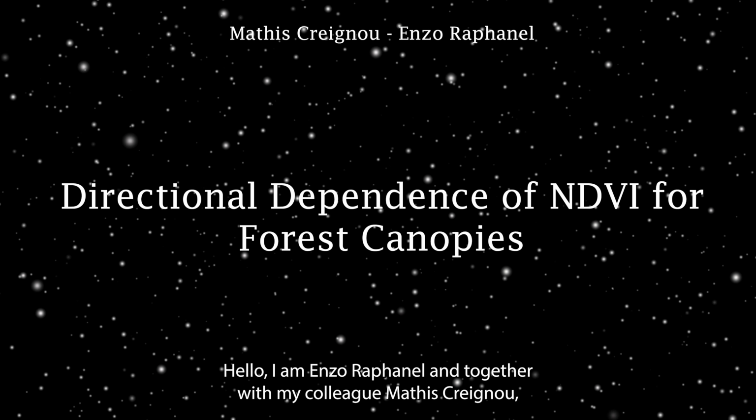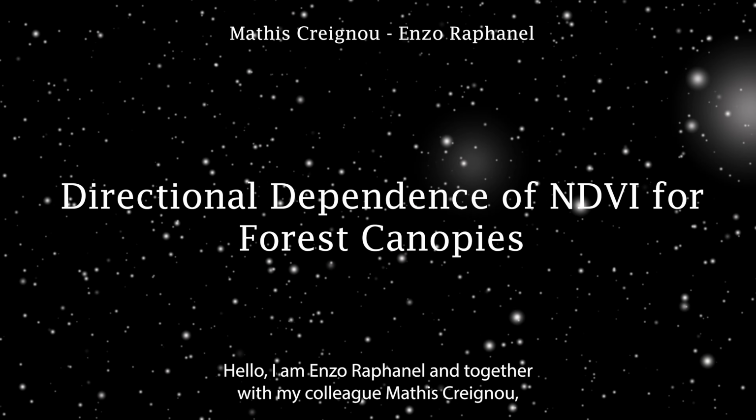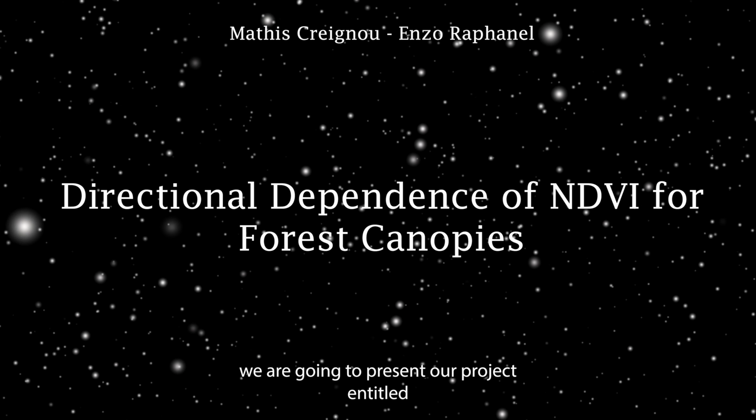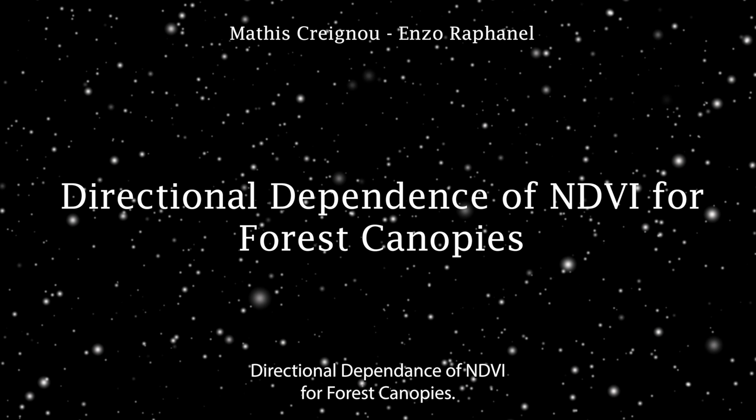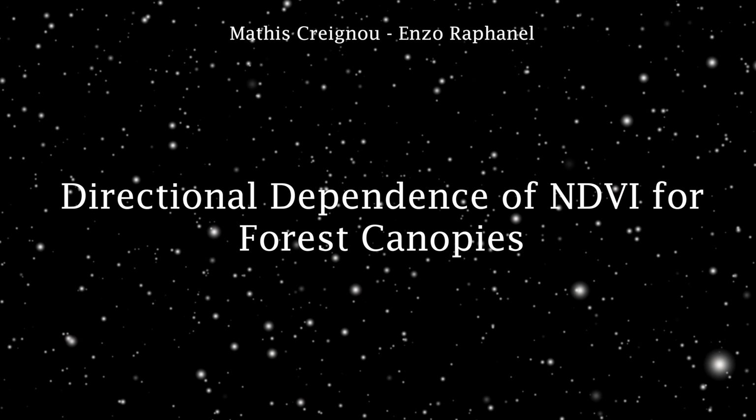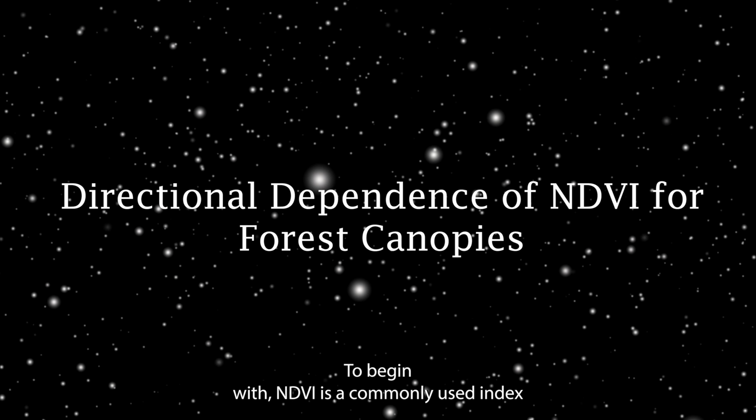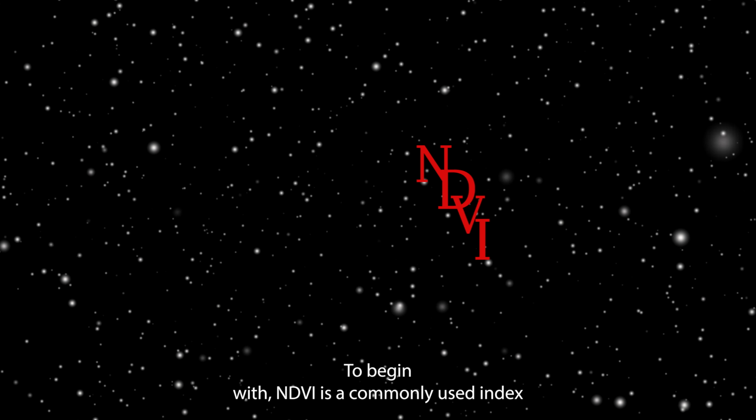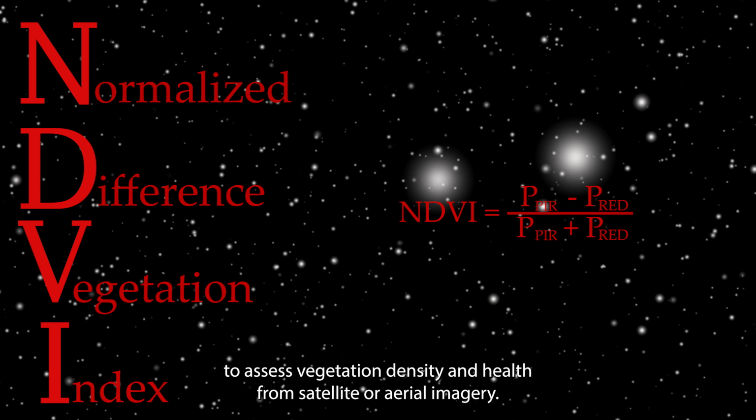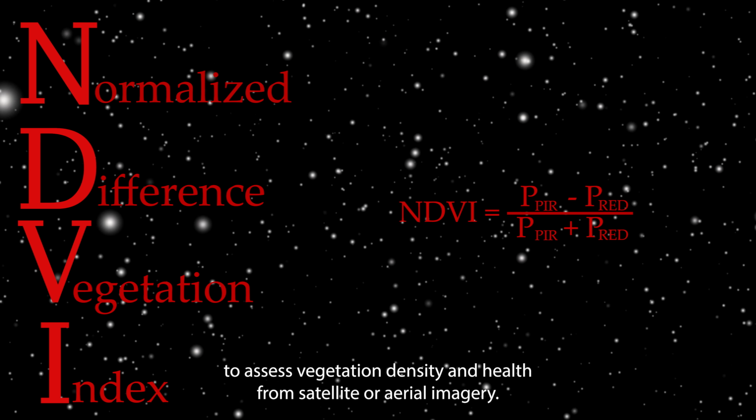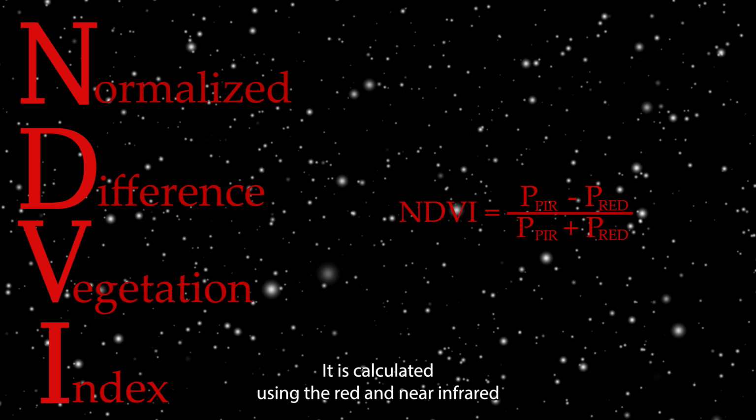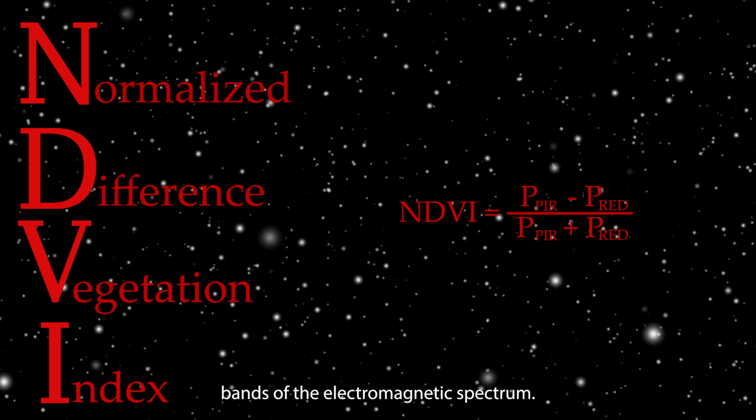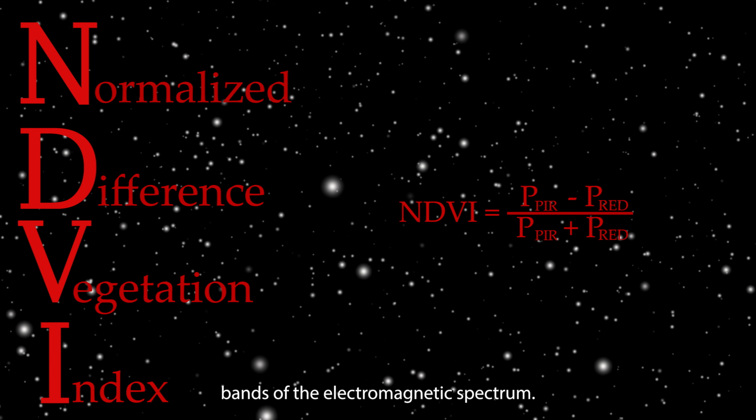Hello, I am Raphanel, and together with my colleague Creignou, we are going to present our project entitled Directional Dependence of NDVI for Forest Canopies. To begin with, the NDVI is a commonly used index to assess vegetation density and health from satellite or aerial imagery. It's calculated using the red and near-infrared bands of the electromagnetic spectrum.